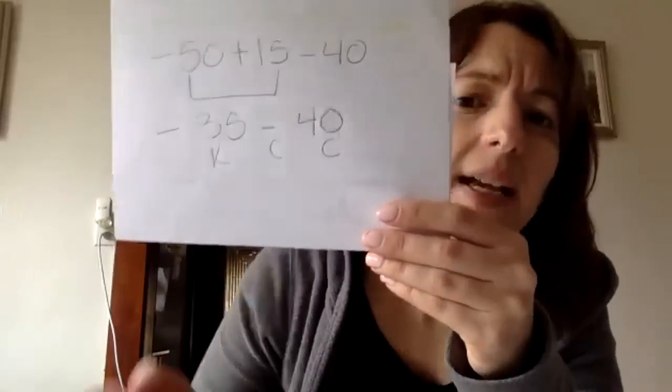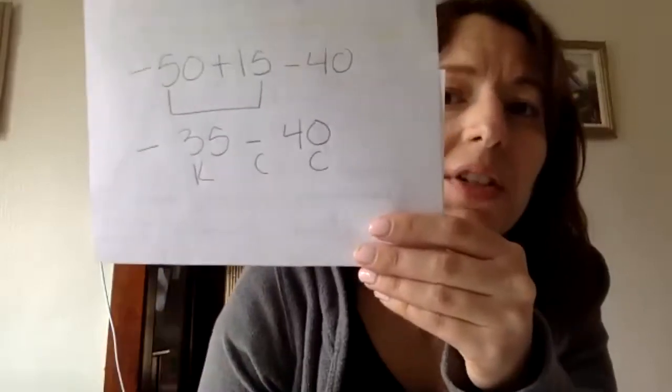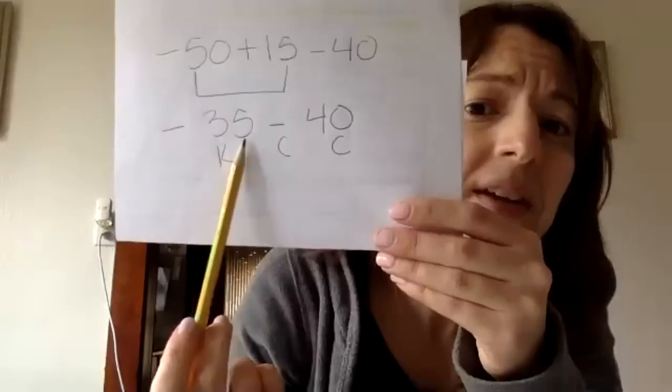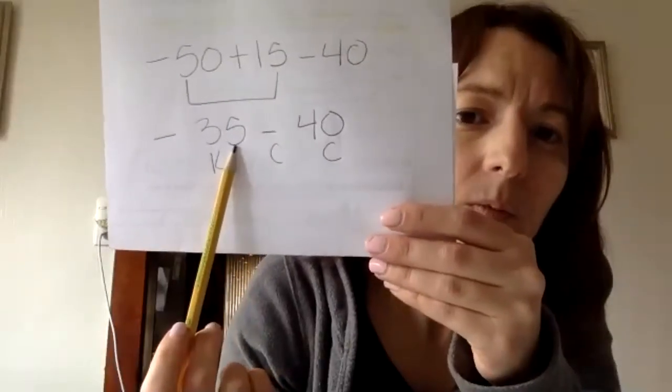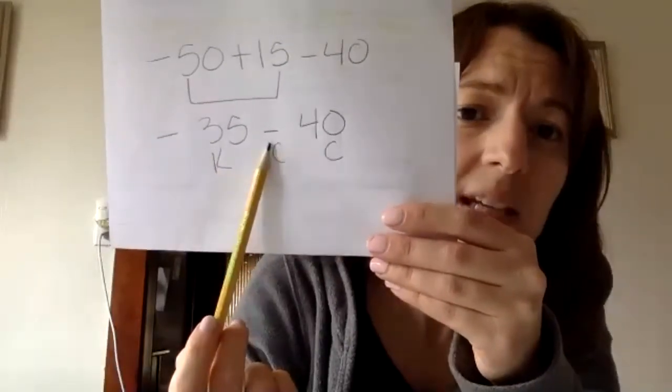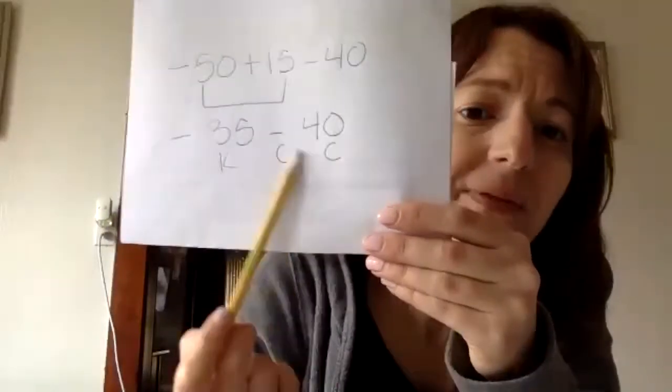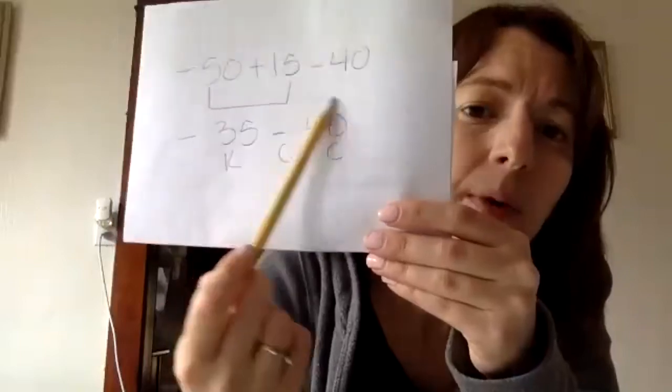You guys, you're going to see a question like this on your assessment that's going to be posted at 12:30 today. So we're going to keep the negative 35. What happens to the subtraction? What does it now become? Addition. Good. And what happens to the positive 40? What is the inverse of that number? Negative 40. Good. So now we're going to write negative 35 plus negative 40 equals.